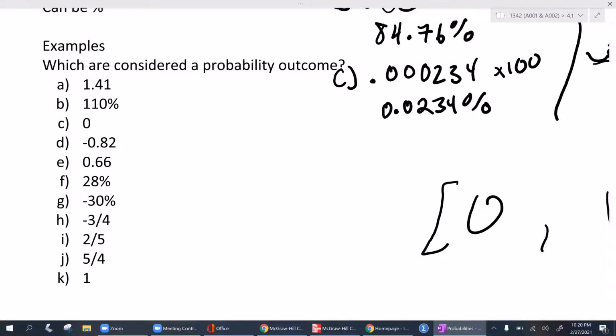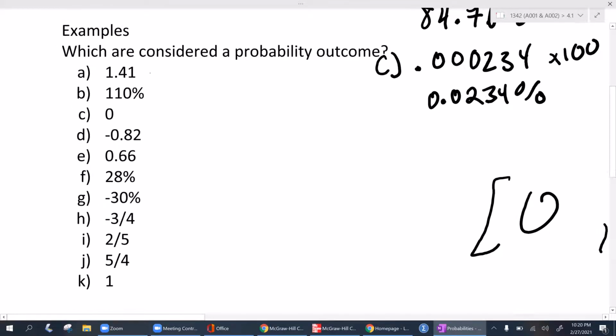1.41. Is that considered a probability outcome? Yes or no? No, this is a no, because that value is not between 0 and 1. It went over 1, so I cannot use that. Let's go to part B.